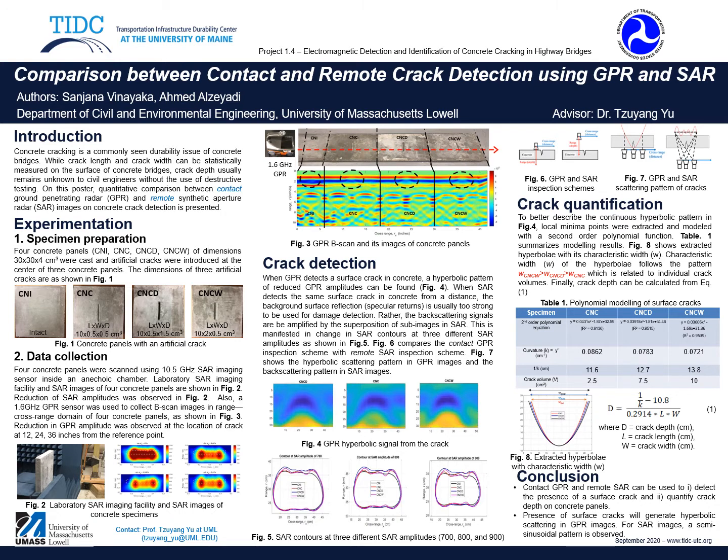We could then compare this inverse of the curvature of the cracked signal to the volume of the crack and extract the equation for the depth of the crack, as shown in figure 1. The depth of the concrete crack can be found by using equation 1. From this study, we can conclude that both the contact GPR and the remote SAR can be used to detect the presence of a surface crack and also to quantify the depth in the concrete panels. The presence of a surface crack will generate a hyperbolic scattering in GPR images, but for the SAR images, a sinusoidal pattern is observed. Thank you.